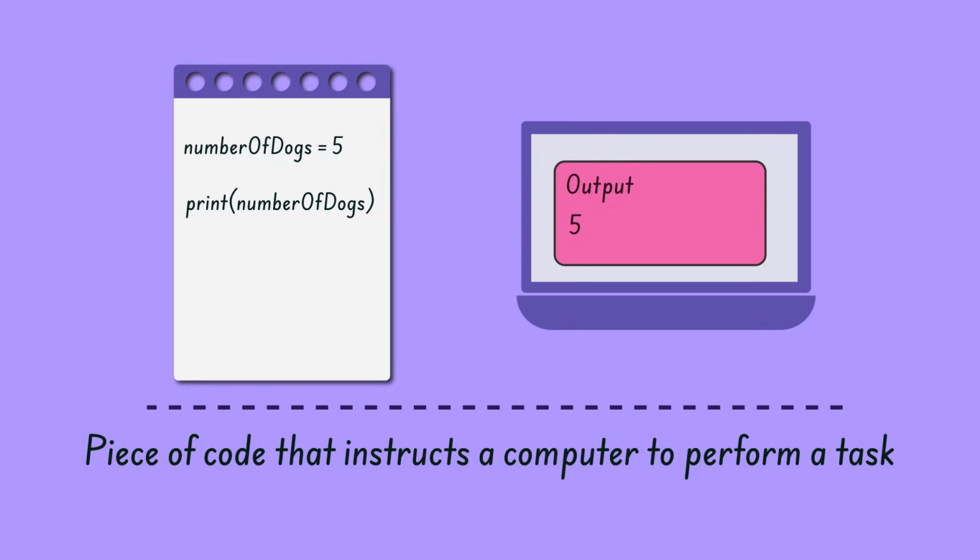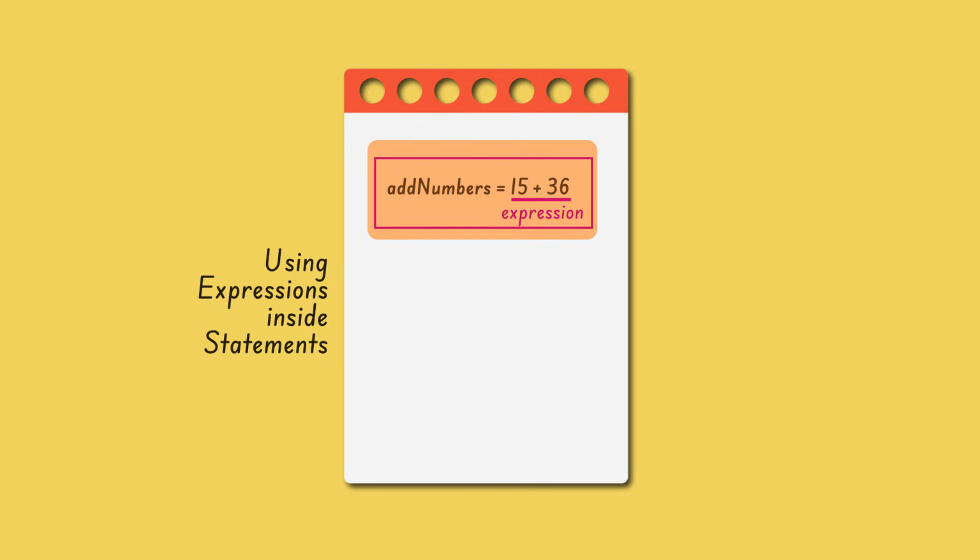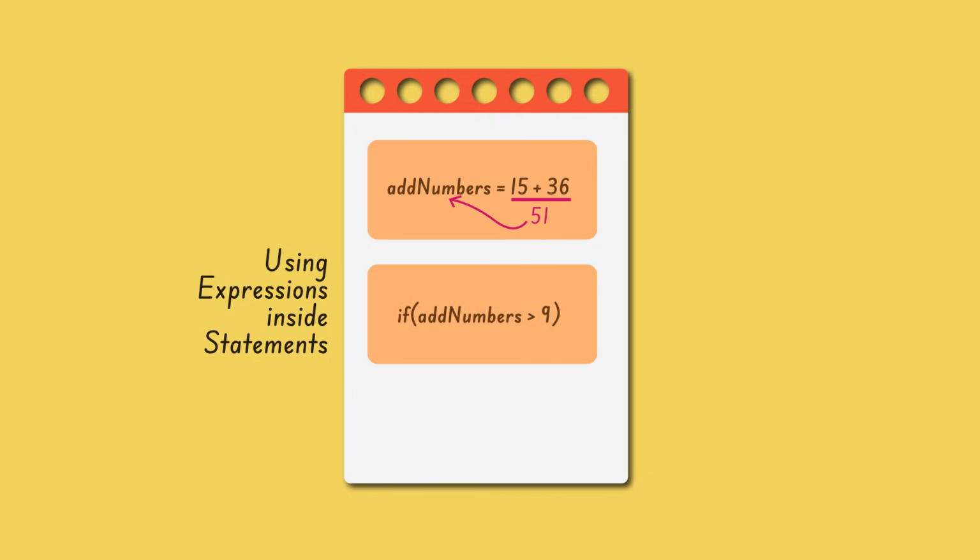In programming, using statements and expressions together is not uncommon. Expressions are often used inside statements. For example, here we have this following code. On the right-hand side, we have an expression. But overall, this piece of code is a statement. In this case, first this expression will be evaluated and then this value will be stored in this variable. One more example is the conditional statement. Here, this piece of code is an expression as this produces a value. But overall, this piece of code is a statement.